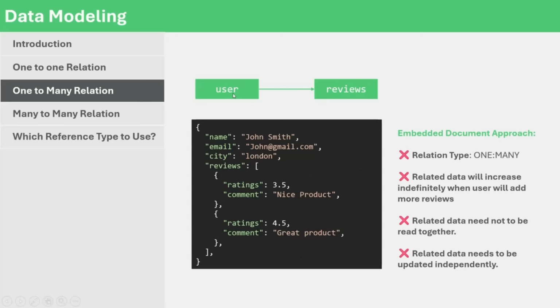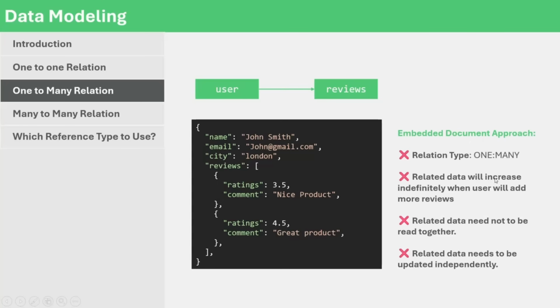Now here, between user and reviews, we have one-to-many relationship. And when we have one-to-many relationship, then embedded document approach is not advised. If we have one-to-few relationship, so for example, if one user can make maximum of 10 reviews, not more than that, in that case, we can go with embedded document approach. But here, a user can make unlimited number of reviews. So that's why here we do not have one-to-few relationship, we have one-to-many relationship. And for one-to-many relationship, embedded document approach is not advised.